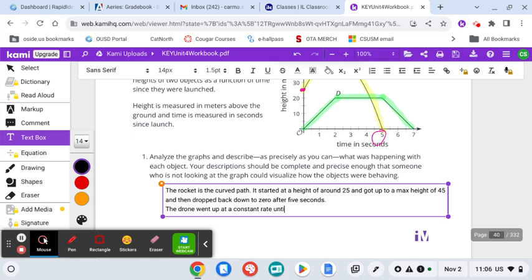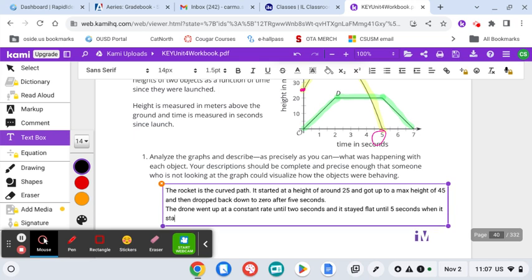Until 2 seconds, when it stayed flat, until 5 seconds, when it started back down at a constant rate. You see that slope, that linear slope, until 7 seconds.